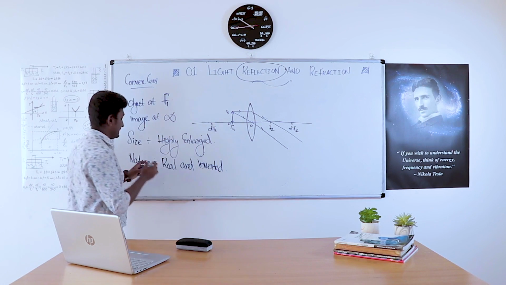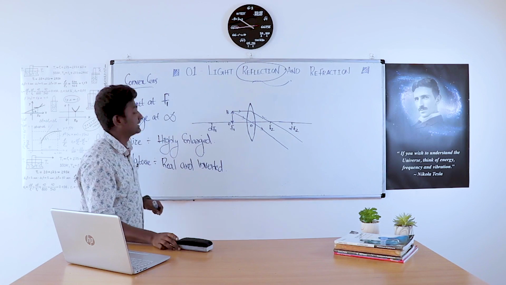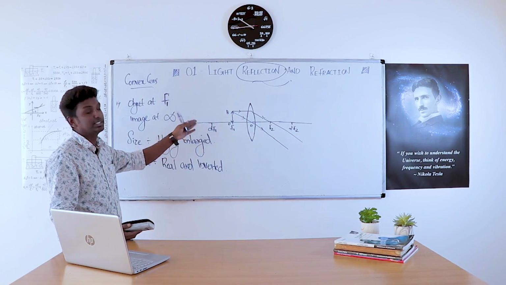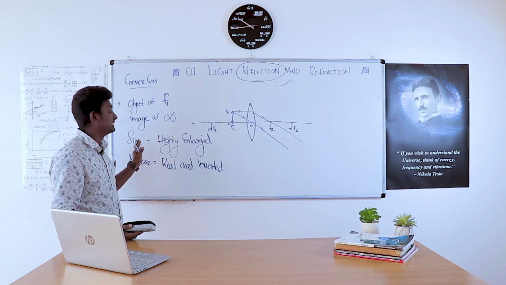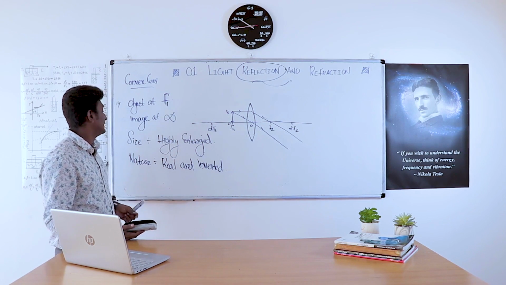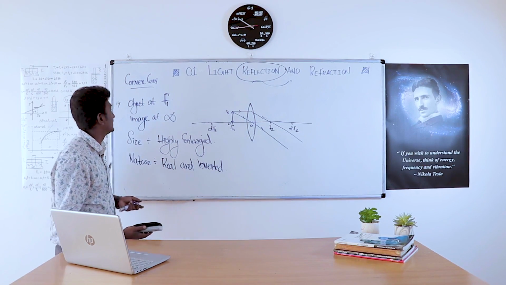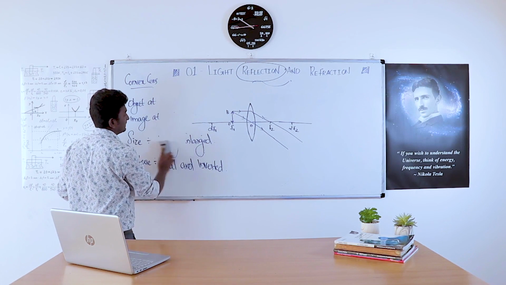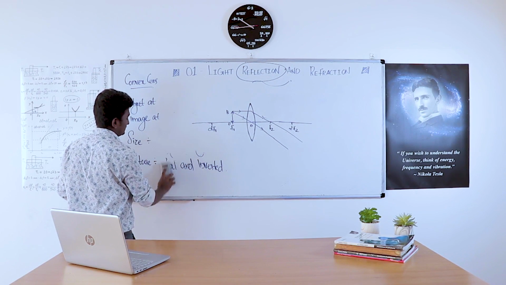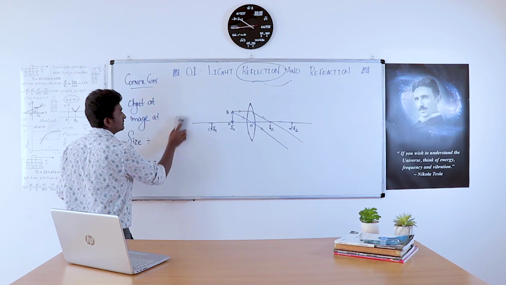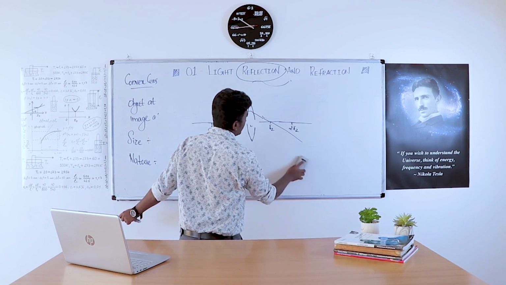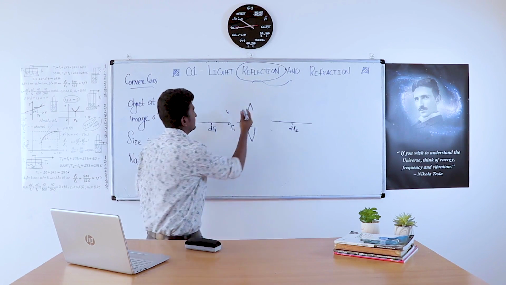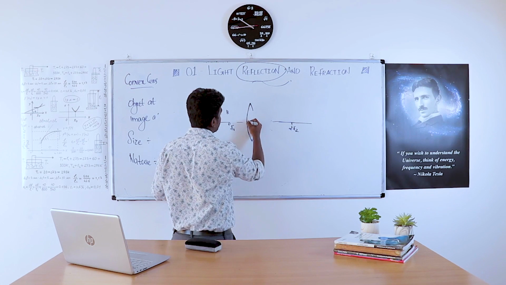So what is the second case? Just reverse the first case, that is object at focus and image at infinity. When I place the object at F1, image at infinity, then size of the image highly enlarged, nature of the image real and inverted. This is the second case. Now we can move to the third case. Okay, I'm using the same image.